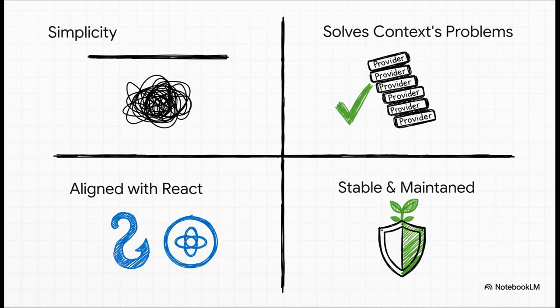First, it's got to be simple. We're only solving 10% of the problem. We don't need some massive, complex new system. Second, it has to directly fix context's biggest flaws. No more provider hell, and it has to be smart about re-renders. And of course, it should feel natural to use with React hooks and be a well-supported library.